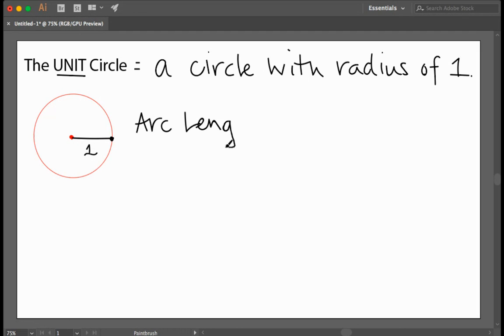It comes from, let's think about arc length. Arc length is the circumference times the fraction of the circle. So 2 pi r gives you the whole entire circumference of the circle. This fraction here tells you which fraction of the circle you're actually using in that arc length.